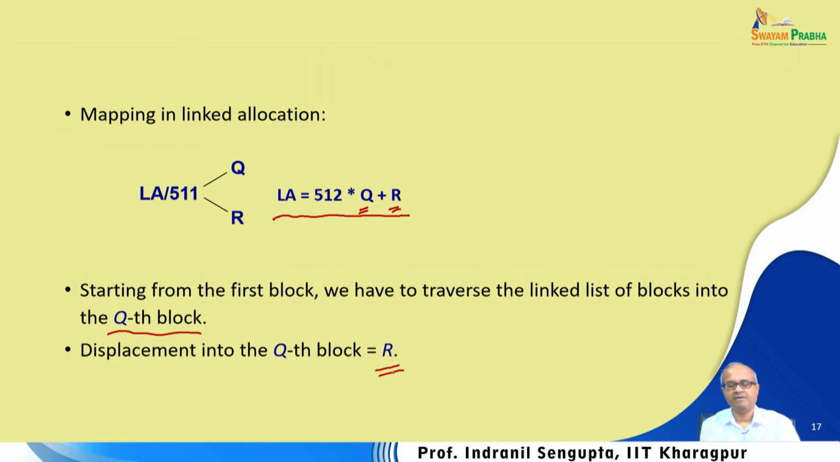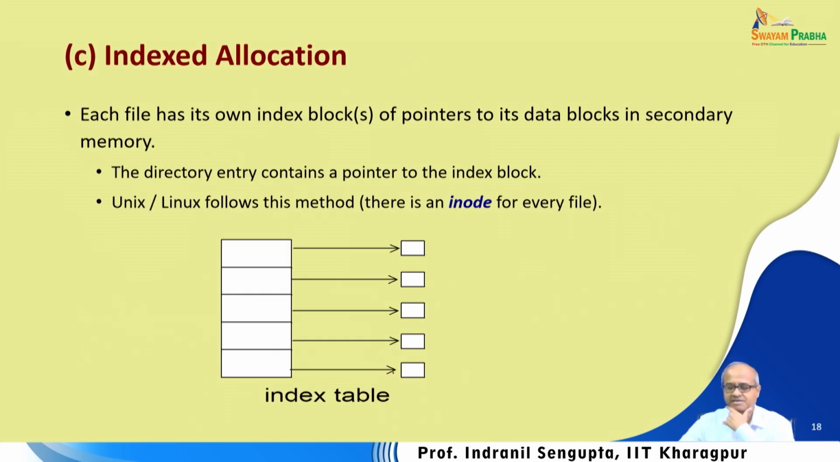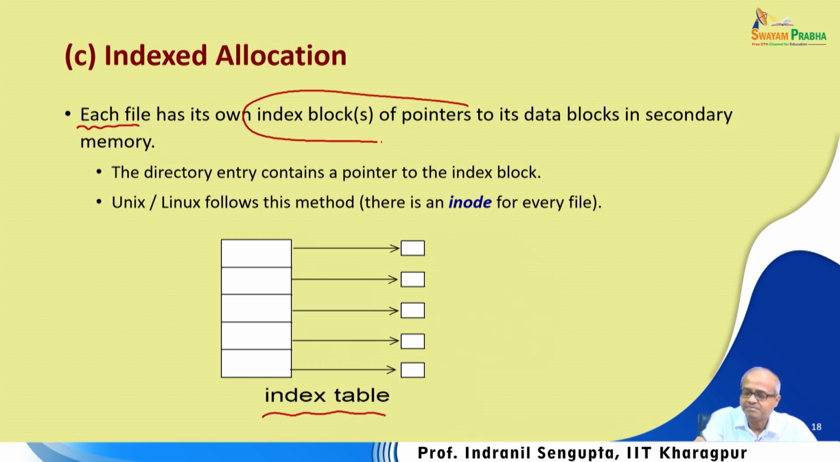Okay. Fine. Lastly, let us look at indexed allocation. Now, in indexed allocation the idea is that you do not maintain a linked list, rather you maintain something called an index table, and every file has its own index table. Each file has its own index block of pointers.